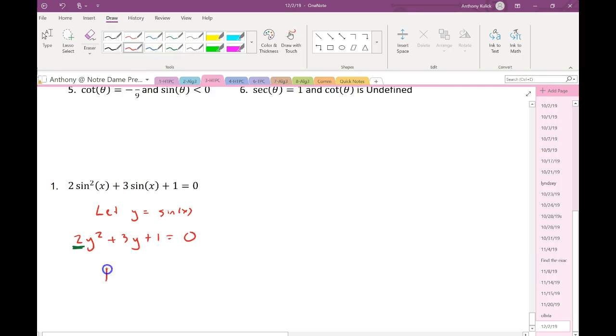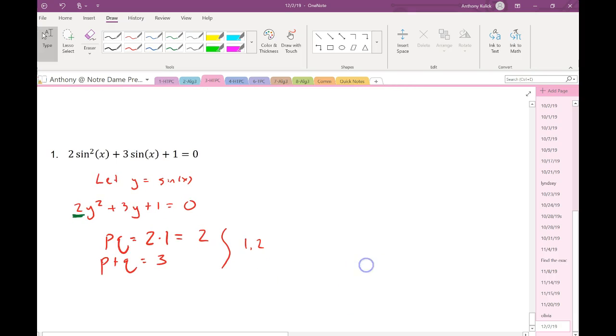So I need two numbers that multiply to give me 2 times 1, the leading coefficient times the constant term, and also add to give me 3, or the middle term. What are those two numbers? 1 and 2, yep. So I'm going to replace that 3y with 1y plus 2y. Notice that's still the same thing as 3y, right?